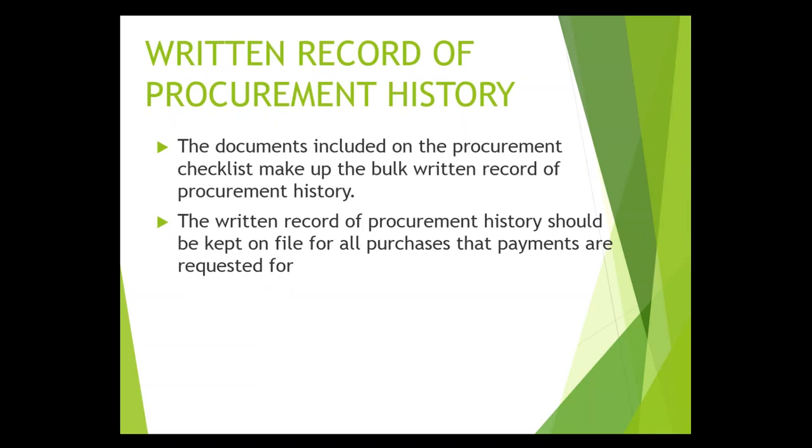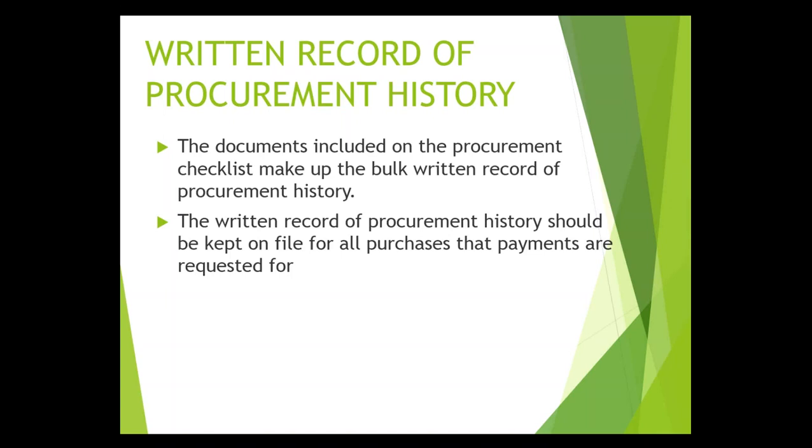The written record of procurement history is another FTA requirement. The documents included on the procurement checklist make up the bulk of the written record of your procurement history. You don't need a separate document, but you do need to ensure that you have documented each of the items on the checklist and have those records kept with your procurement files. That's critical to meeting the procurement requirements. In order to prove that it actually happened, as I mentioned earlier, each of these elements needs to be documented.